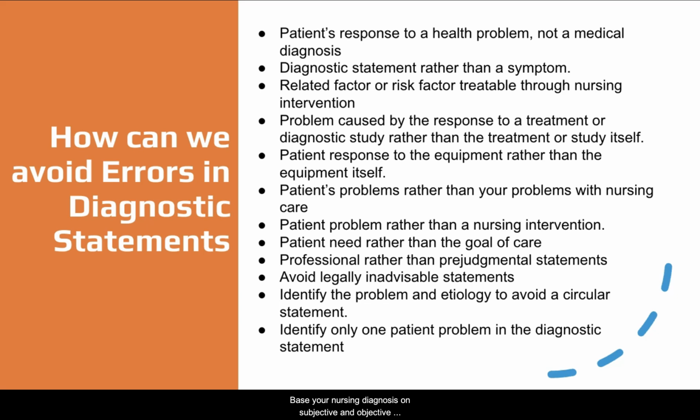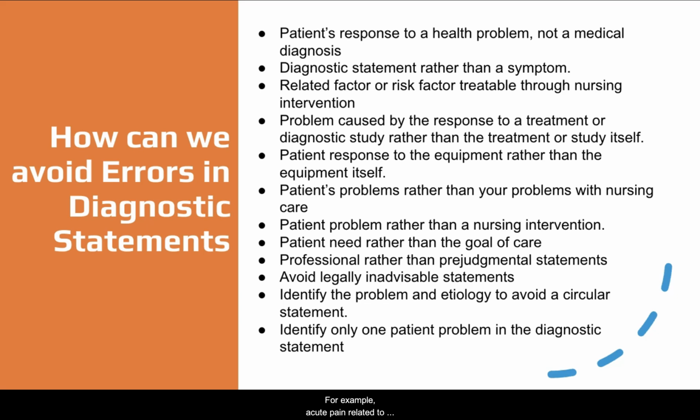Another one is make professional rather than prejudgmental statements. Base your nursing diagnosis on subjective and objective data, patient data, and do not include your personal beliefs and values in it. For example, impaired skin integrity related to poor hygiene habits. Now you're judging the patient, right? You're saying, oh, they have poor hygiene habits. That can't be in your nursing diagnosis. It's not a professional way of putting it. So what you instead should say is impaired skin integrity related to inadequate knowledge about perineal care, as evidenced by inability to cleanse perineum and inability to explain cleansing techniques. That is more professional.